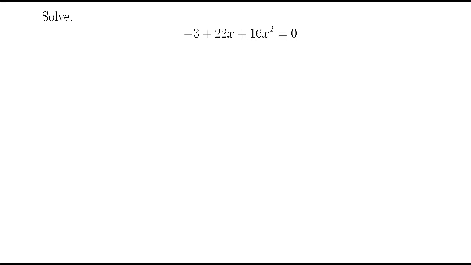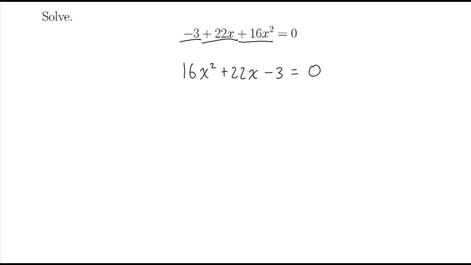You don't have to do anything, right? You don't add or subtract or anything like that. We're just moving terms around. So this positive 16x squared will go first. This positive 22x will go second. And this minus 3, this negative 3, will go third. Okay, so now it's in the right order.